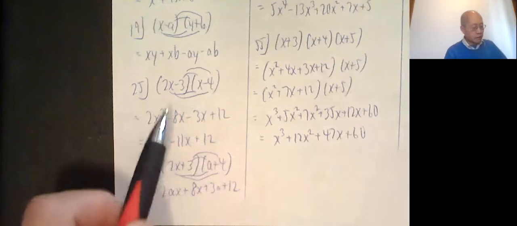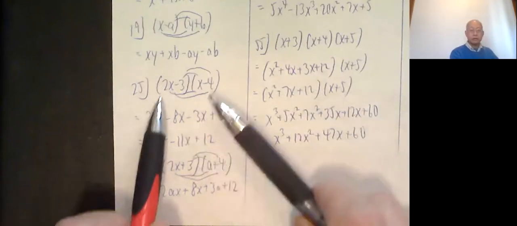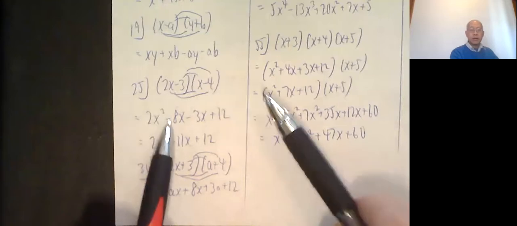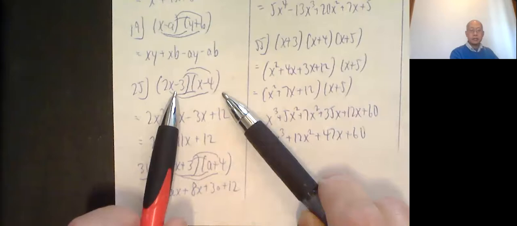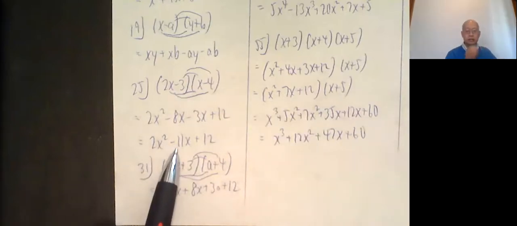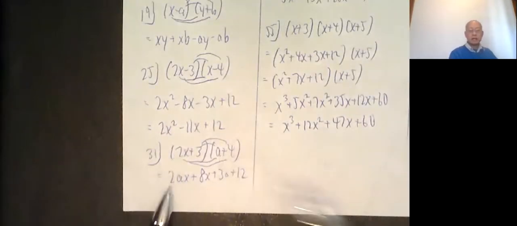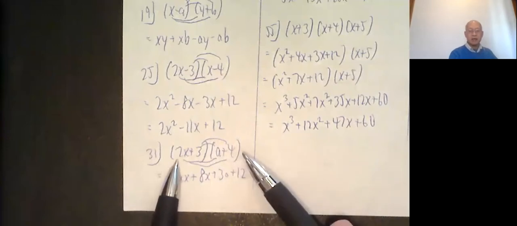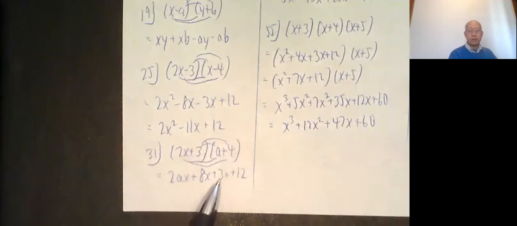25, 2x minus 3 times x minus 4. FOIL on that. First, 2x squared. Outer, negative 8x. Inner, negative 3x. Last, positive 12, negative times a negative. These two combine to be negative 11x. 31, 2x plus 3, a plus 4. First, 2x times a, 2ax. Outer, 4 times 2x, 8x. Inner, 3 times a, 3a. Last, 3 times 4, 12.